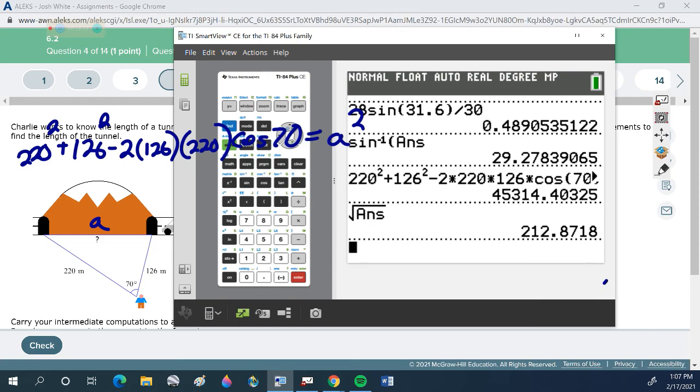Now, there is a little bit more to this. There is one type of triangle we haven't talked about yet, and that's where it gets really, really messy. So stay tuned. Okay, get to work.